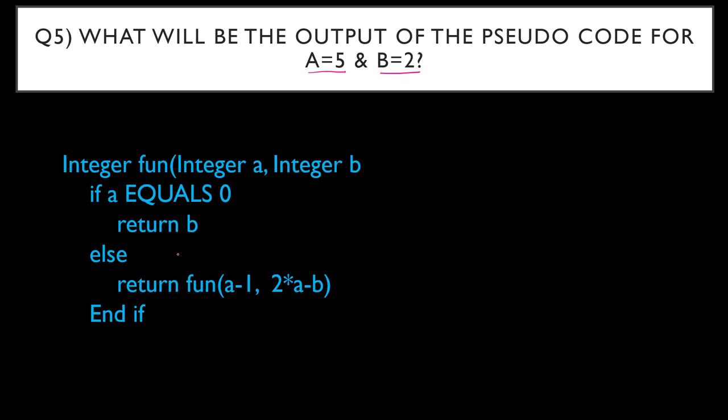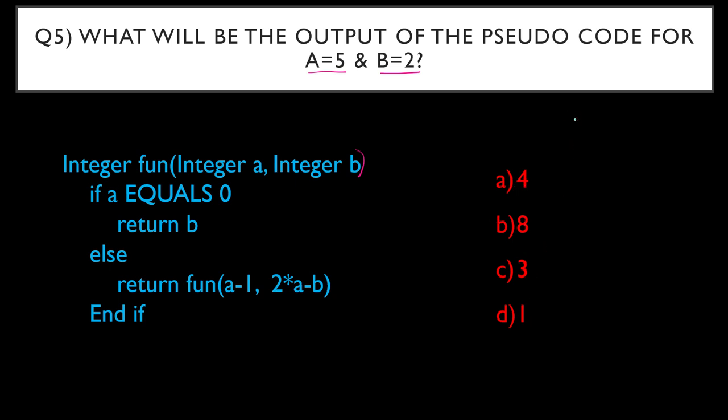So again, this is a recursive problem. You can just tell it by looking at here. So integer fun: this function will return an integer. It will take two numbers A and B. There should be a bracket here. If A equals 0, then return B. Else return function of A minus 1 comma 2 into A minus B. The options they have given us are 4, 8, 3 and 1. Let us take a look.